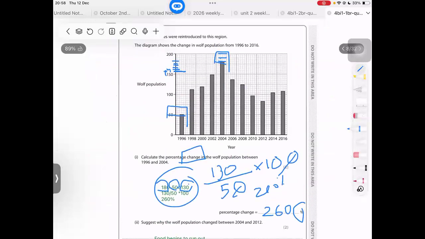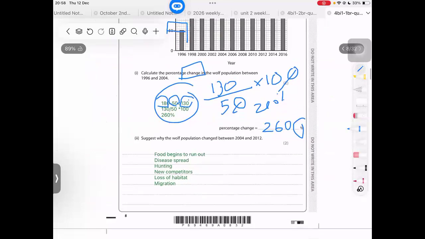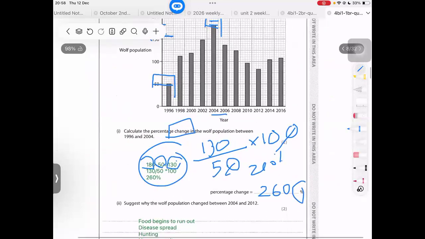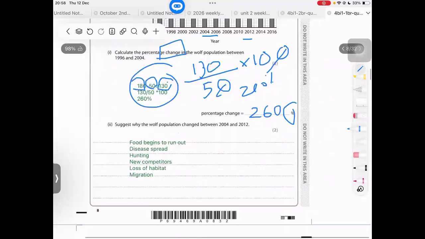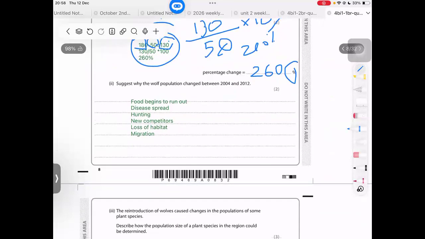Then they have asked, suggest why the wolf population changed between 2004 and 2012. We don't know any reason. Suggest means we have to think and write. We have to think about the different ways that the wolf population might have decreased from 2004 to 2012. You can see there is a big decrease, right? So in case they ask any question like this, these are the answers that you can think of. It's better to keep these answers in your head, because at the examination, sometimes due to stress, you might not be able to think about new answers. It's better to remember these answers, not memorizing, but just remember.